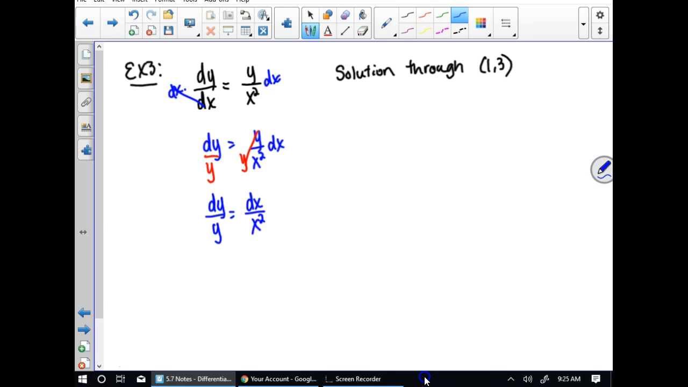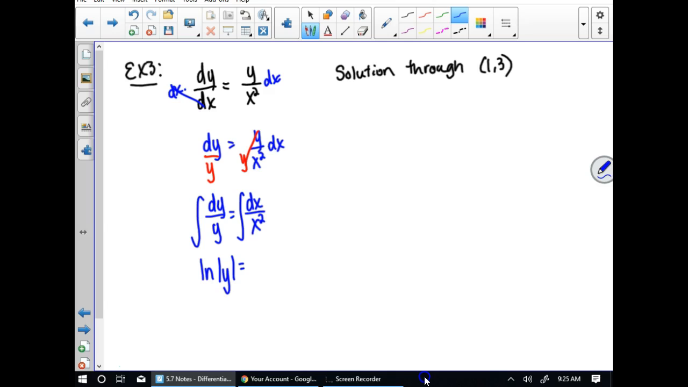Okay, any questions on your separation? Once we separate, we're going to integrate both sides. What do I get when I integrate dy over y? Natural log of the absolute value of y. What do I get when I integrate dx over x squared?